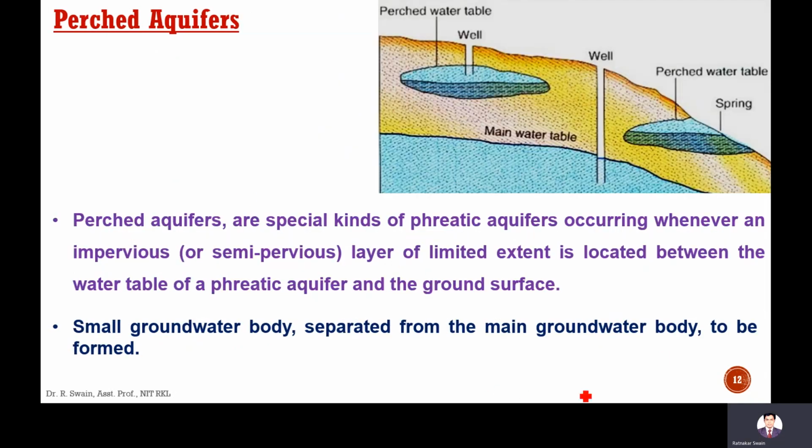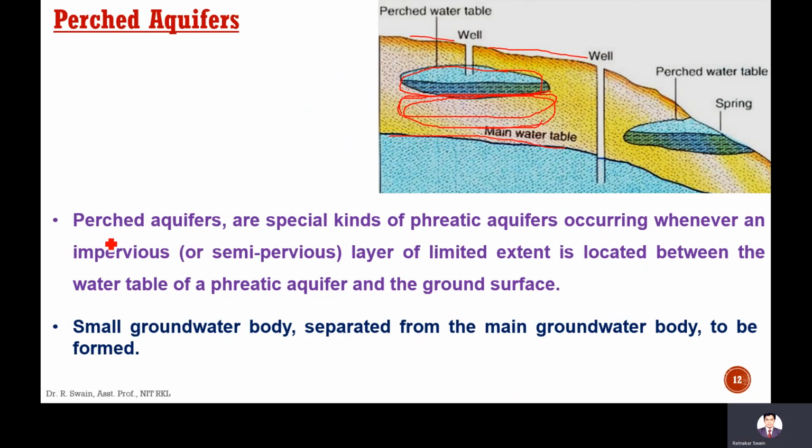Perched aquifers: if there is a main water table and this is the groundwater surface, and in between the groundwater surface and the main water table there is one impervious layer here, this layer is fully impervious. The water gets stored here, and it cannot pass through this layer to join the main water table. So there will be temporary storage, and you can extract some water temporarily.